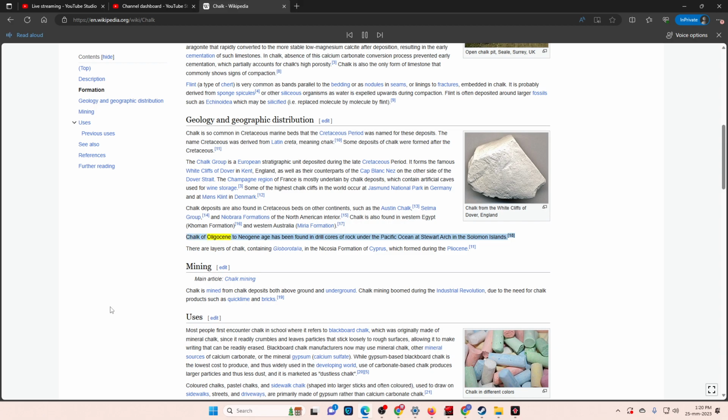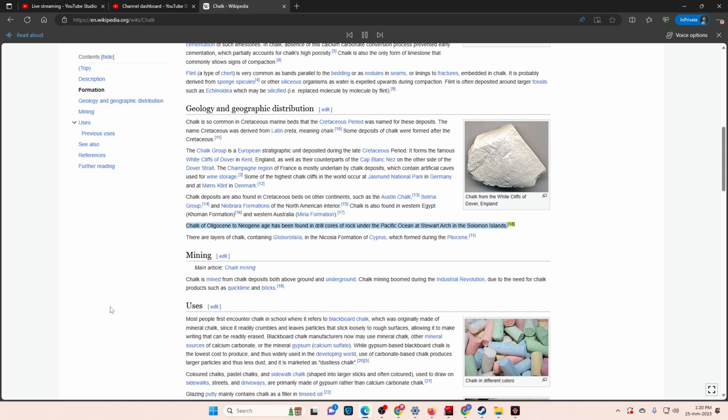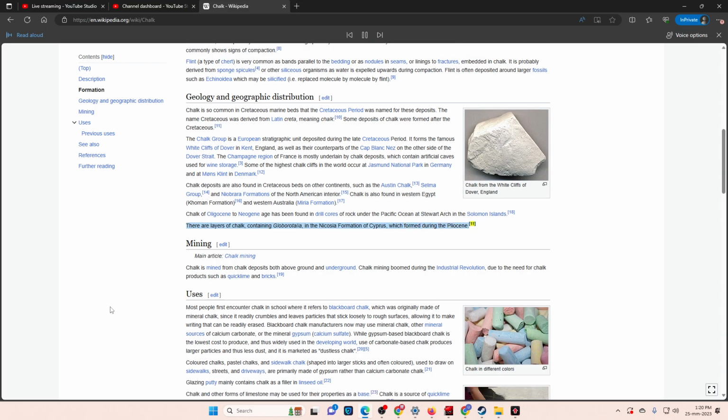Chalk of Oligocene to Neogene age has been found in drill cores of rock under the Pacific Ocean at Stewart Arch in the Solomon Islands. There are layers of chalk, containing Globorotalia, in the Nicosia Formation of Cyprus, which formed during the Pliocene.